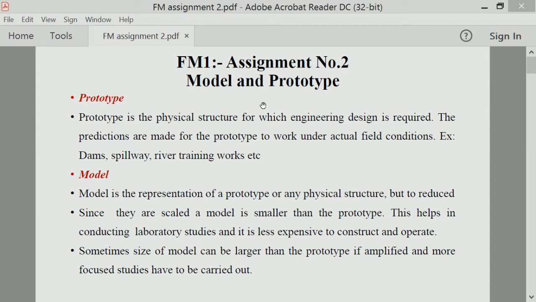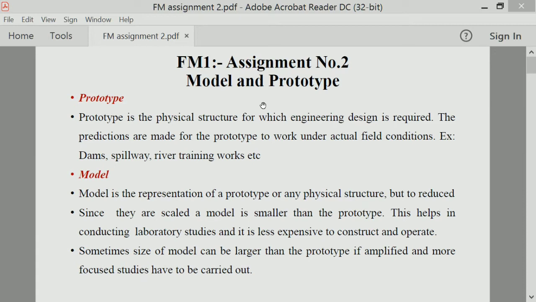The predictions are made for the prototype to work under the actual field conditions such as the dam, spillways, river training works or any other water distribution system. So these are the prototypes, the actual structures.